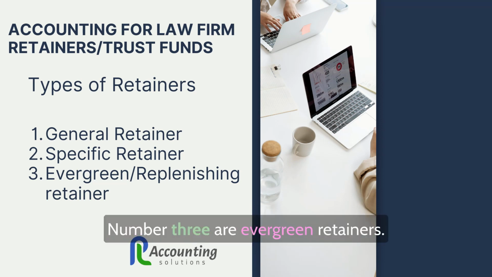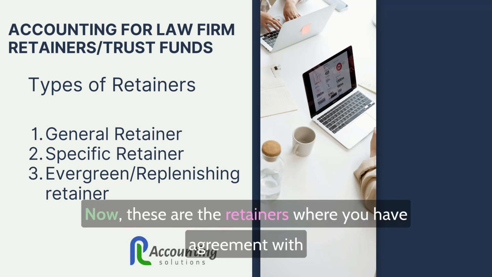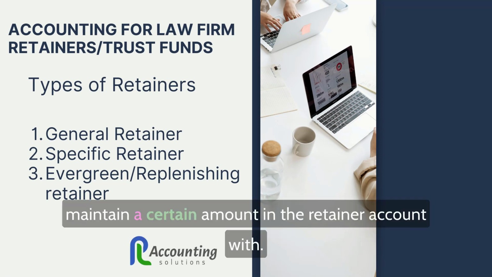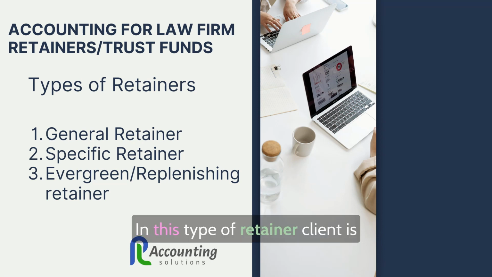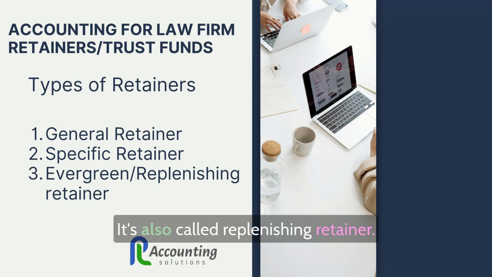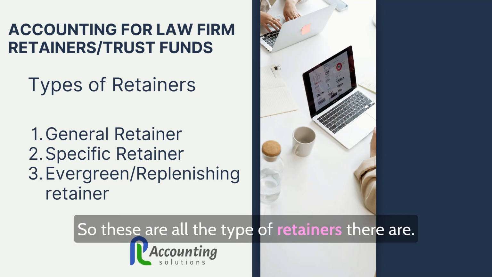Number three are evergreen retainers. Now, these are the retainers where you have an agreement with a client that at any given time a client has to maintain a certain amount in the retainer account with you. In this type of retainer, the client is continuously replenishing its account with you. It's also called a replenishing retainer. So these are all the types of retainers there are.